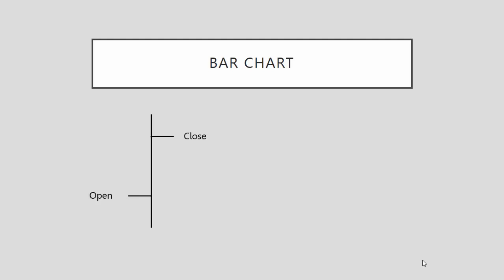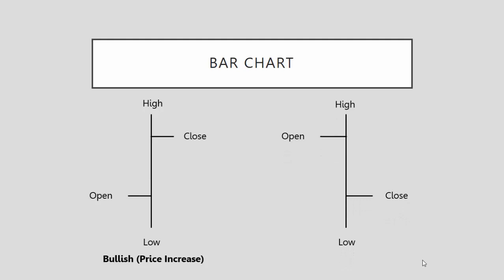During the day, we have so many prices. The highest price of the day gives us the high point, and the lowest price gives us low point. If the close price is higher than open price, we can say the price is increased and our bar is bullish. In the opposite situation, when the close price is lower than open price, we can say the price is decreased and our bar is bearish.